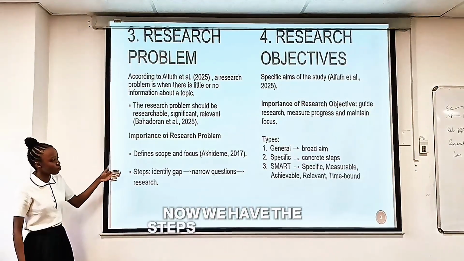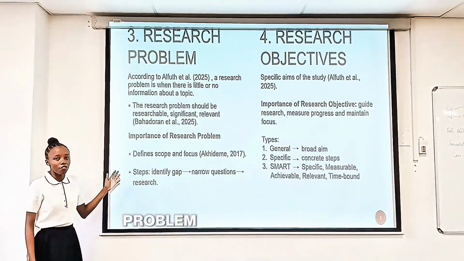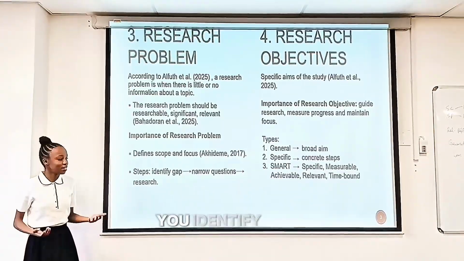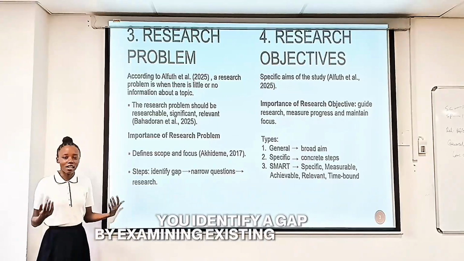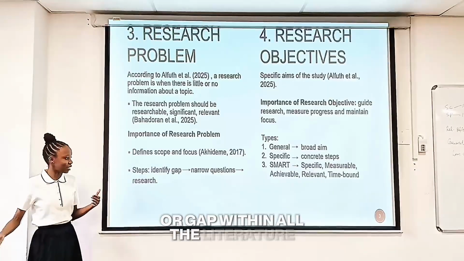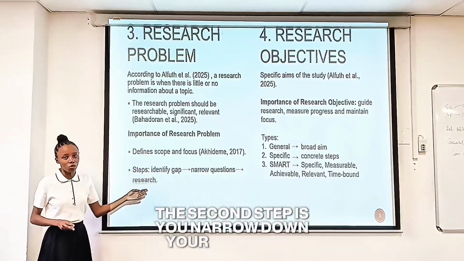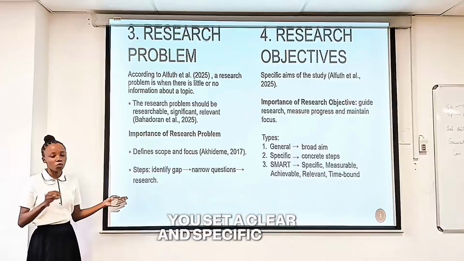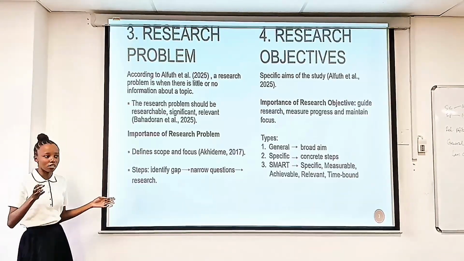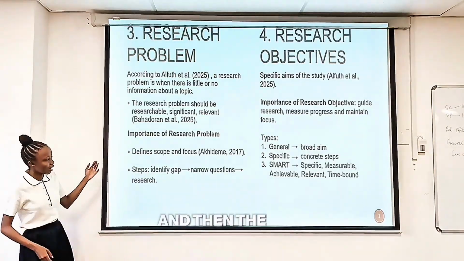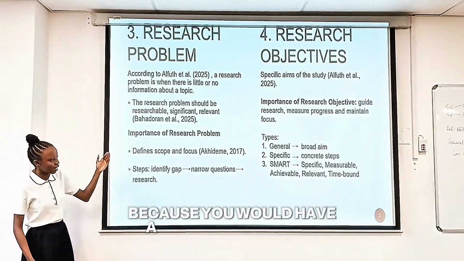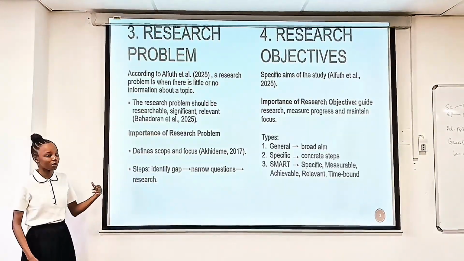Now we have the steps of identifying a good research problem. First, you should identify the gap. Your question may be, how do you identify the gap? You identify a gap by examining existing literature, going through it, and seeing a common theme or gap within all the literature. The second step is you narrow down your questions. You set a clear and specific goal which your study aims to achieve. This will help you stay on track throughout your research. And then the last stage is you conduct your research because you would have a relevant question to follow.